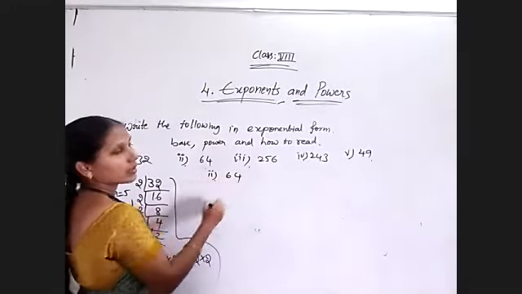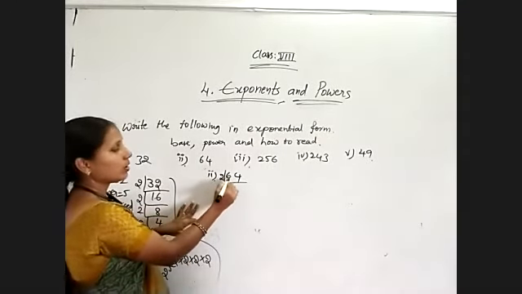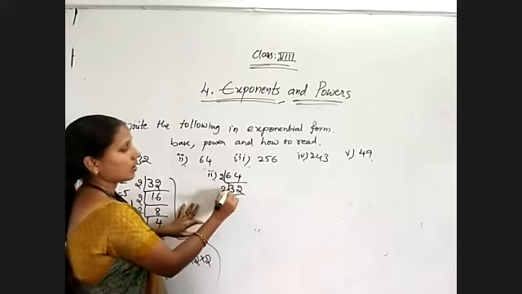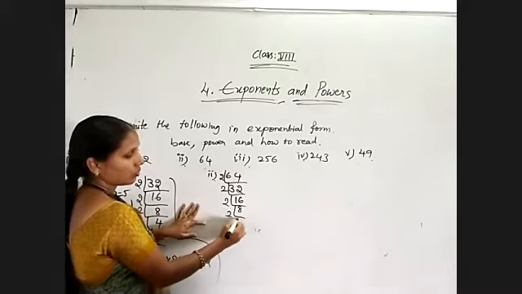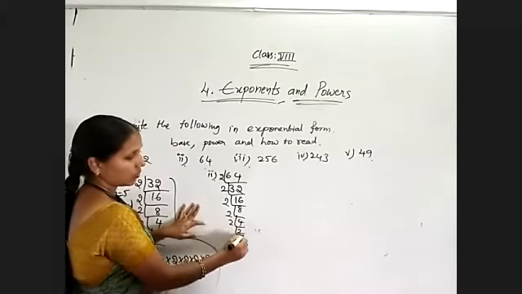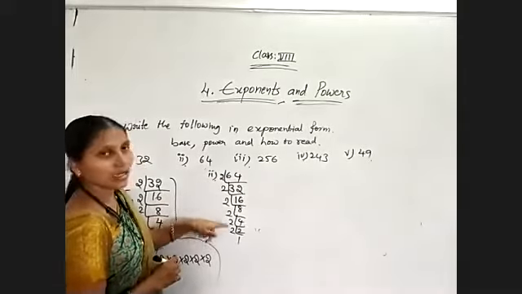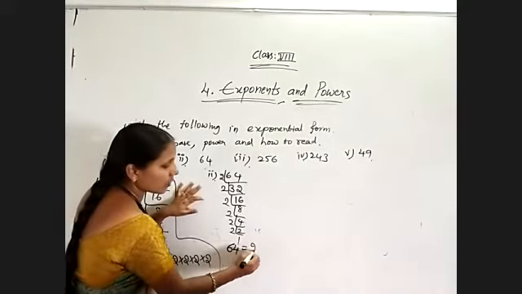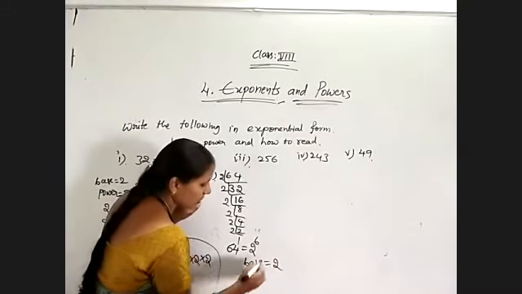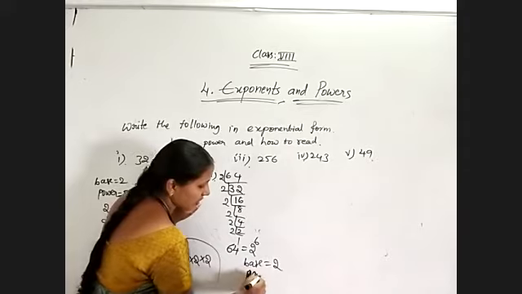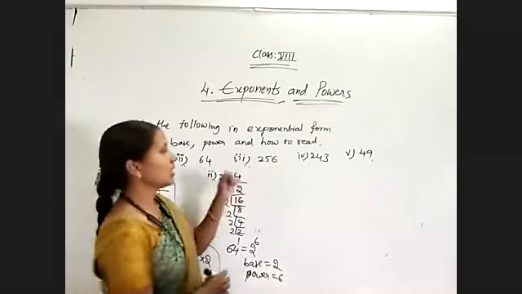Then the second problem: 64. Go through the prime factorization again. Because 4 is there, we can go with the 2 table. 2 threes are 6, 2 twos are 4, 2 eights are 16, 2 fours are 8, 2 twos are 4, and 2 ones are 2. That's it. So 2 is multiplied how many times? 1, 2, 3, 4, 5, 6. So the exponential form of 64 is 2 to the power of 6. The base is 2 and the power is 6.